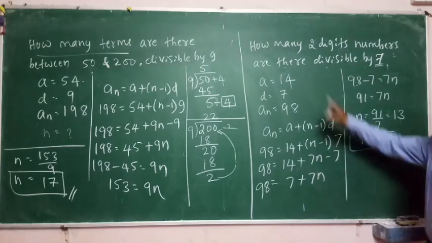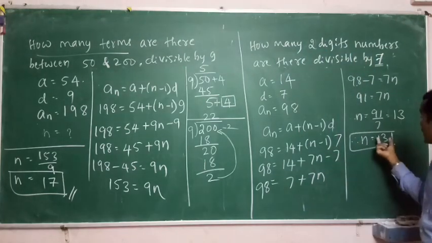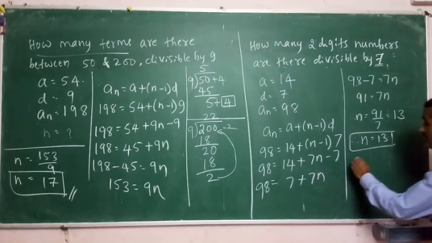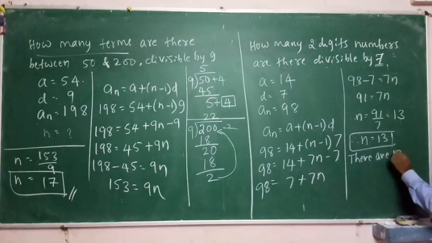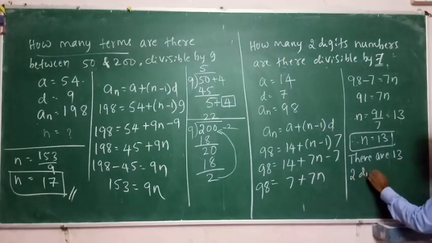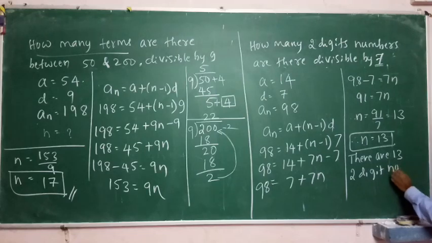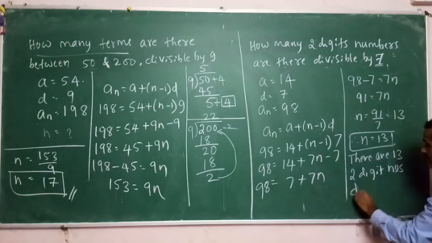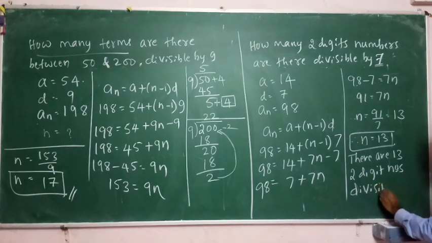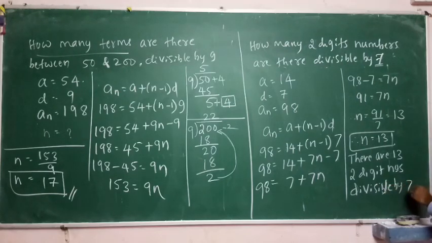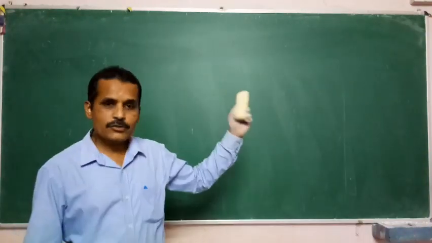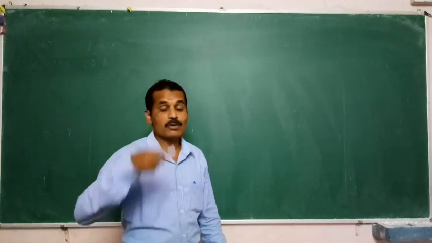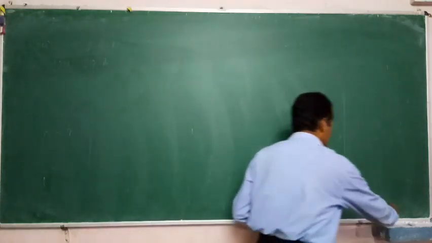What is the answer? How many 2-digit numbers are there? There are 13. If you write the answer, there are 13 2-digit numbers divisible by 7. That is the end of the problem. Let's go for some more problems. Again, different varieties of problems we can start.